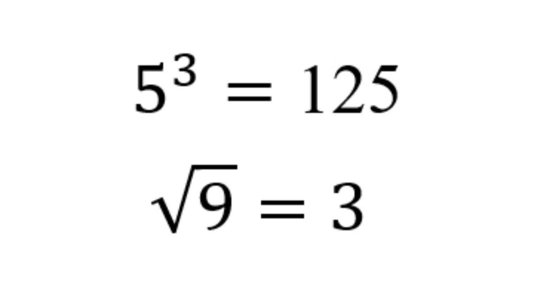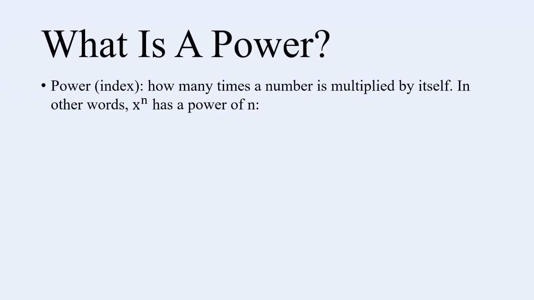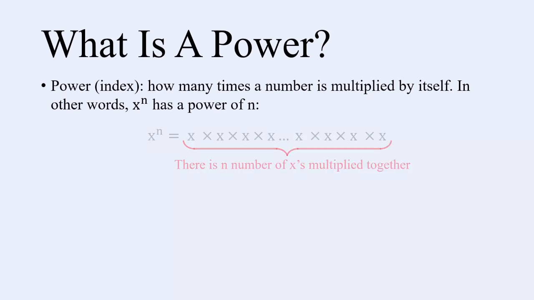In this video, I will teach you what powers and roots are. So let's get right to it. A power or index of a number is how many times a number is multiplied by itself. So in other words, x to the power of n means there are n amount of x's multiplied together.